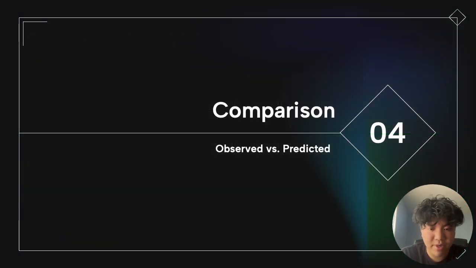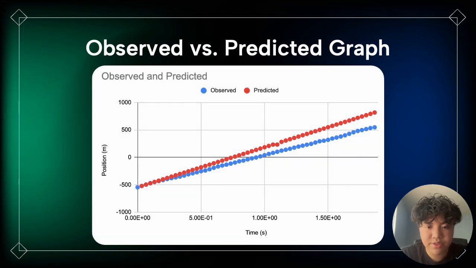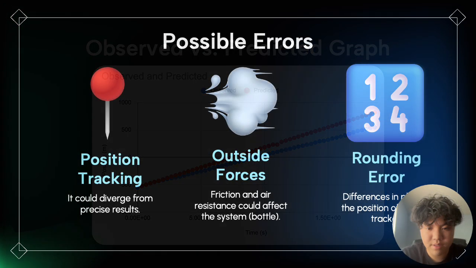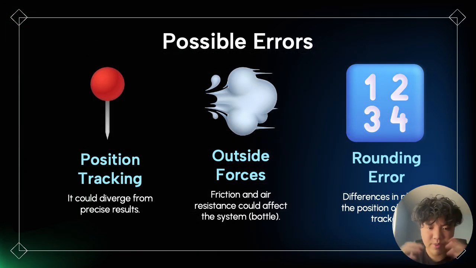So, comparing observed versus predicted. Our predicted line seems to be slightly above in position over time, and our observed is a little bit below our predicted over time. So some of our possible errors would be position tracking, which could diverge from the precise results, outside forces, which could be like friction and air resistance, or rounding in numbers.